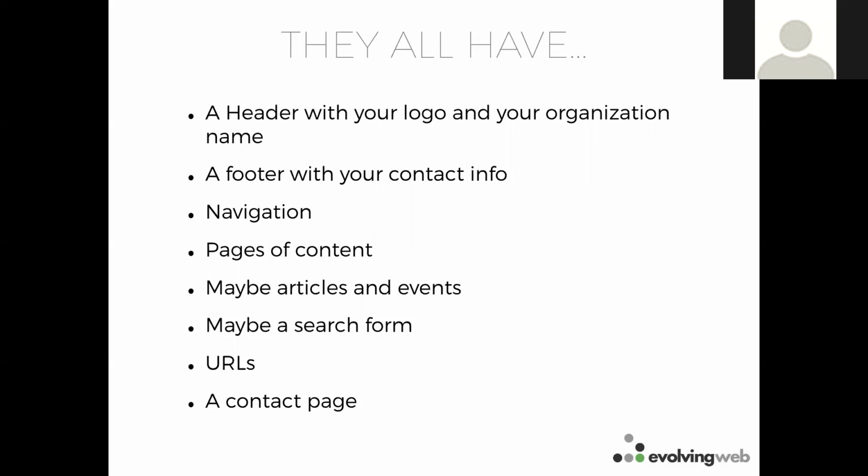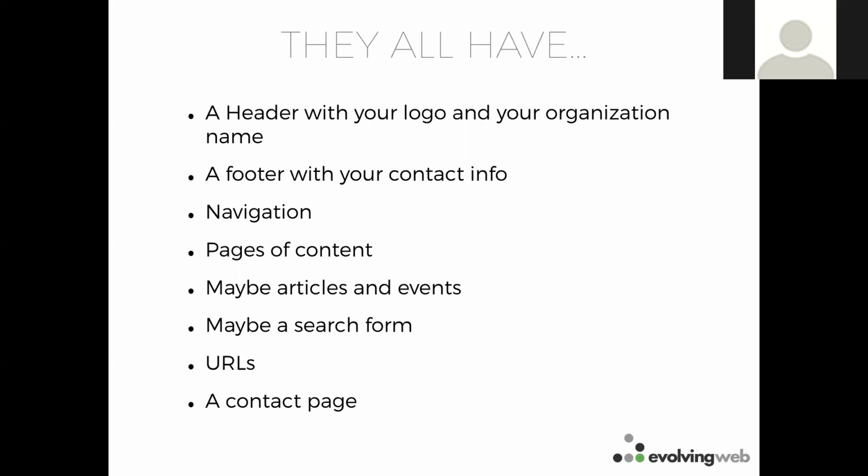We often have navigation on our website. So I'm talking about things like menus. So you might have a link to your About Us page in the menu, and that will be part of the navigation system. Of course, you'll have pages of content. So most websites are more than one page. So you'll be able to click through to other pages that display information about your organization or that list other pieces of content. You might have things like articles and events listed on your website, and you might have a search form so people can find content more easily.